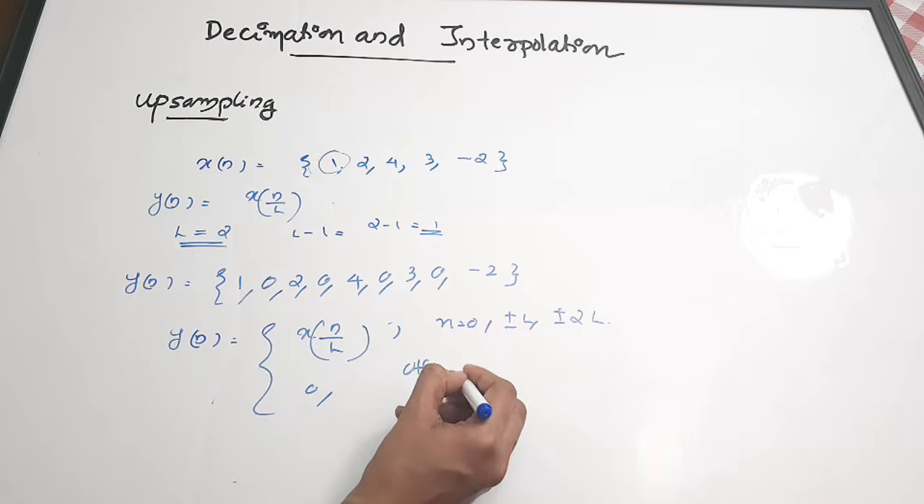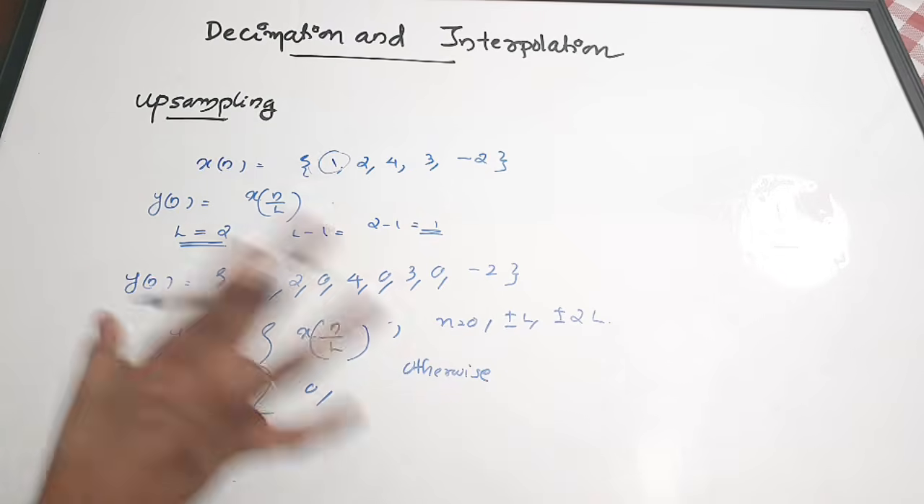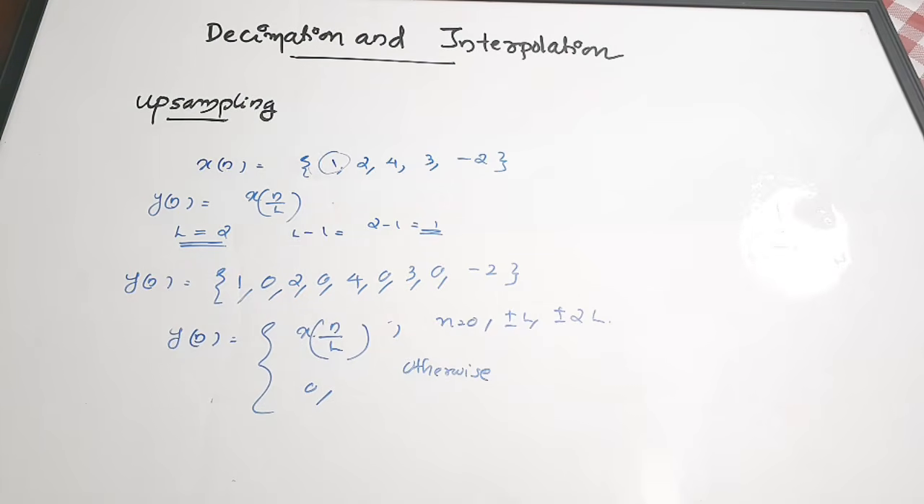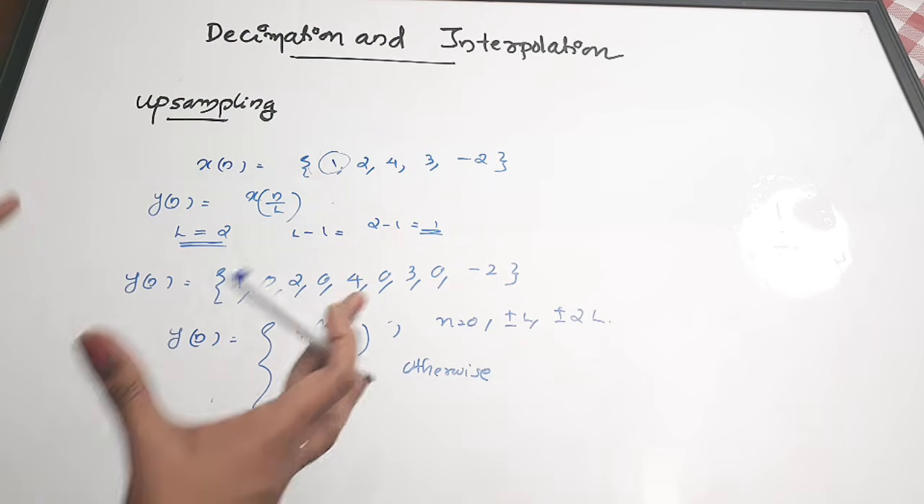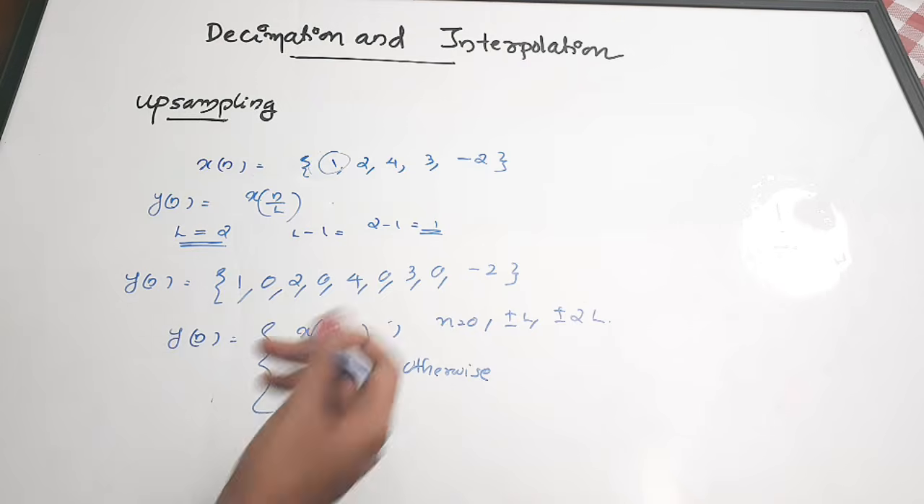So you are going to simply insert zeros in between the original number of samples. Okay, so that's all about upsampling. Now let us see the spectrum. So this is the basic working, or the thing happening in upsampling.